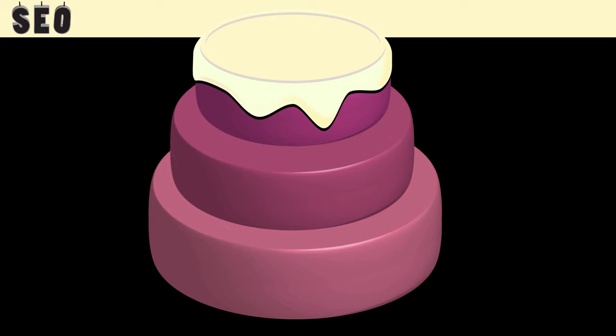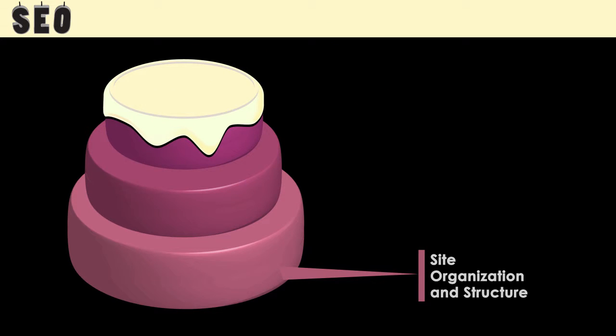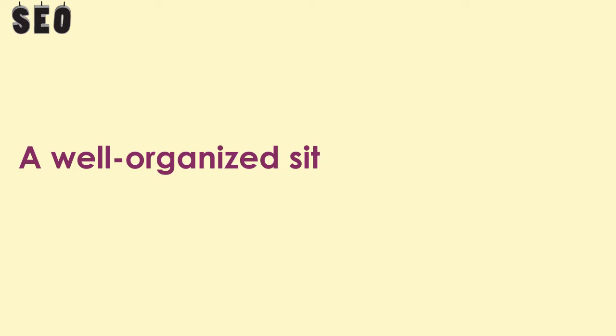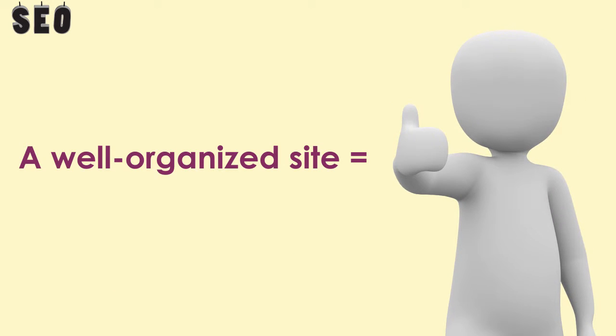If you think of SEO as a three-layer cake, the layers would be site organization and structure, then site optimization, then analytics. And finally, the finishing touch, or the frosting, would be promotion, which includes, among other things, social media, blogging, and paid ads. It makes sense that a well-organized site leads to a good visitor experience.